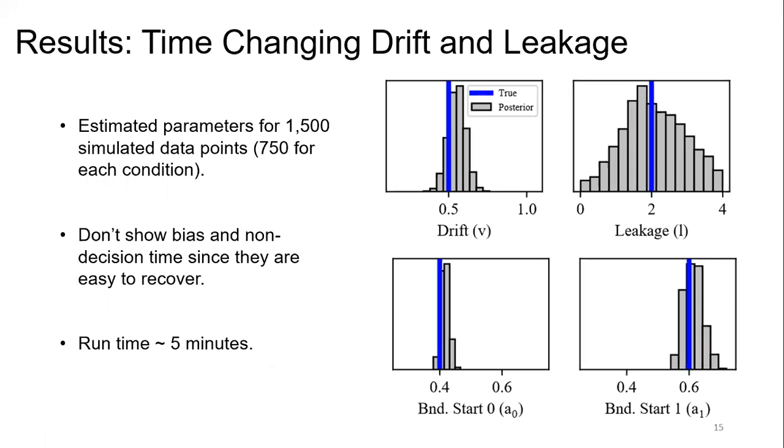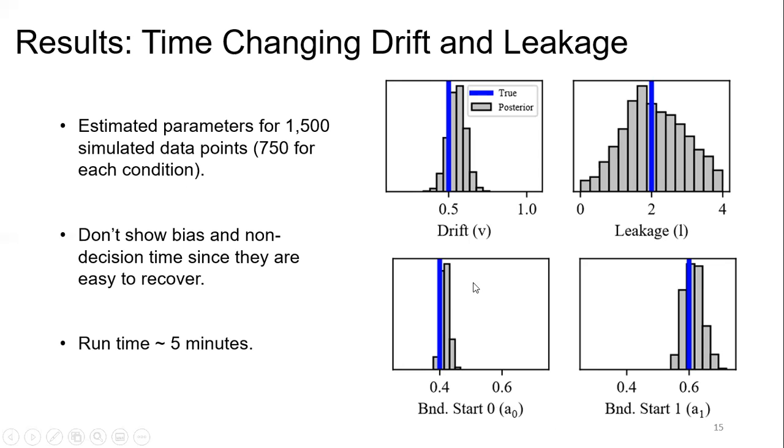We estimated the parameters for that just described experiment, 1,500 simulated data points, 750 for each condition. Now, we had to use so many more data points for this one because the leakage parameter is just very, very difficult to resolve. Also, we again don't show the bias and non-decision time parameters since they are easy to recover.